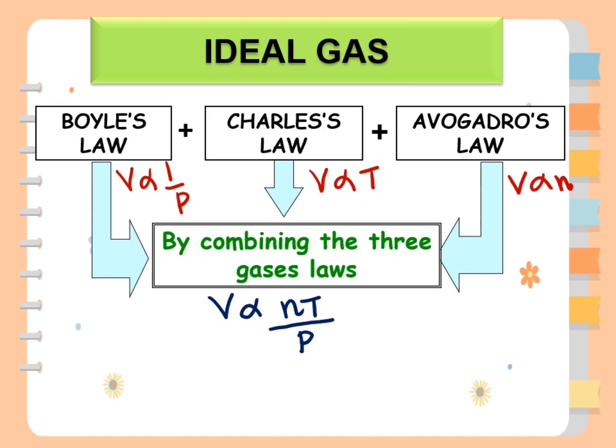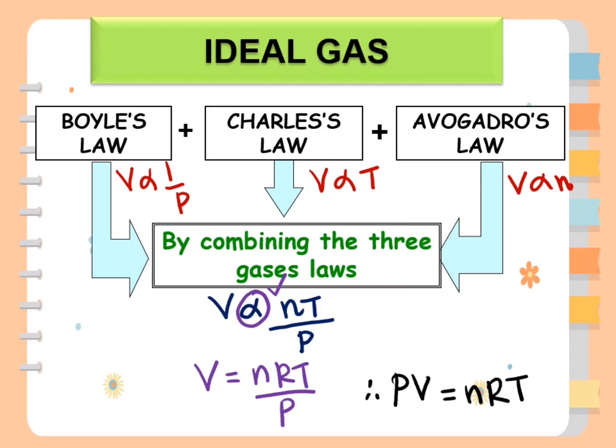So if we want to identify the ideal gas equation, kita nak kena buang tanda ni kan. So kalau kita nak buang tanda ni, kita kena add on constant. So you akan dapat nilai dia V equal to nRT over P, di mana R itu adalah nilai constant. So if we rearrange this formula, you akan dapat formula baru, iaitu PV equal to nRT. So this is the ideal gas equation.